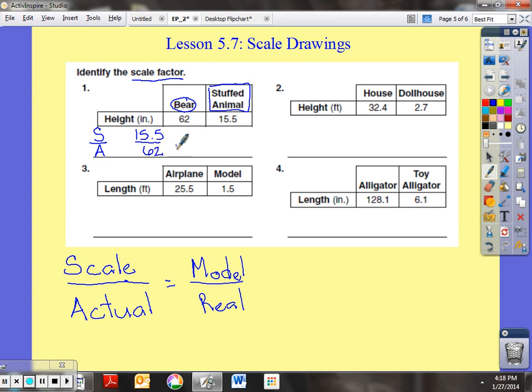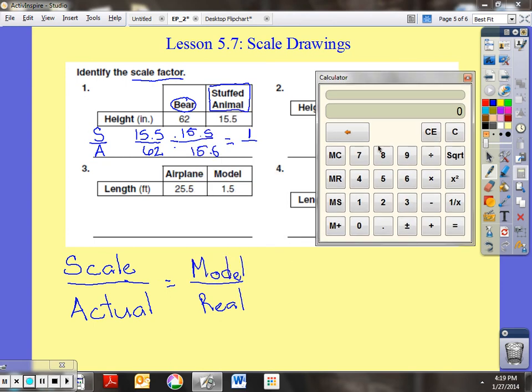Now, I always want to try to simplify this. Usually with scale factors, we want to get it to a 1 to something ratio. So we almost want to look for a unit rate. What I'm going to do is a little division. I'm not going to divide 15 and a half by 62. I actually want to divide both by 15 and a half, to get that top one to a 1. So I'm going to take my calculator here. 15 and a half divided by 15 and a half gives me 1.